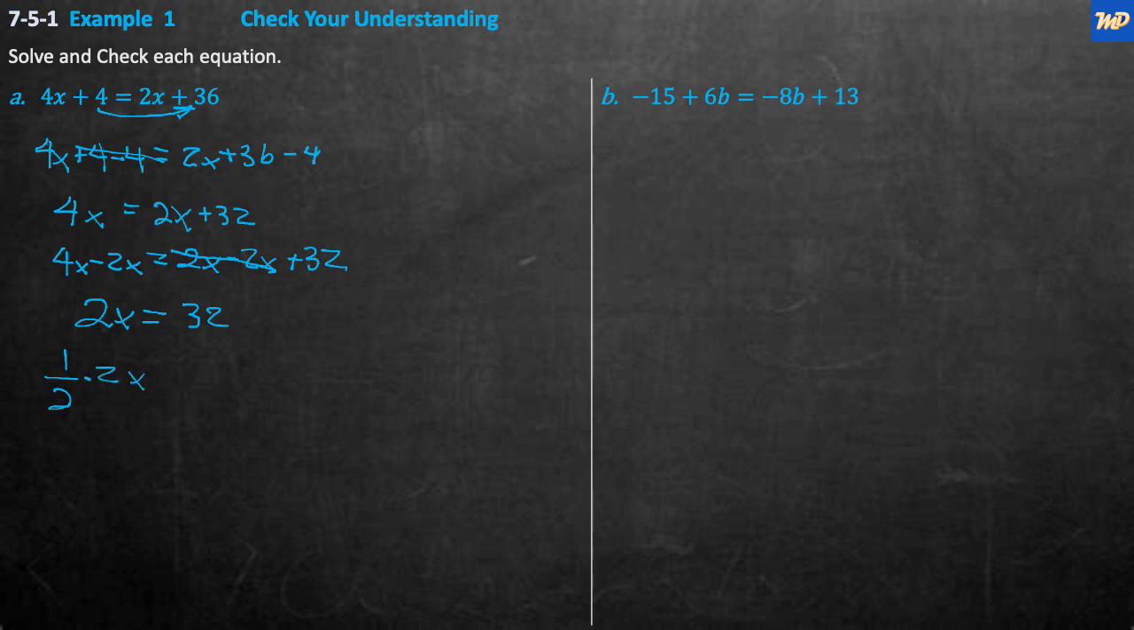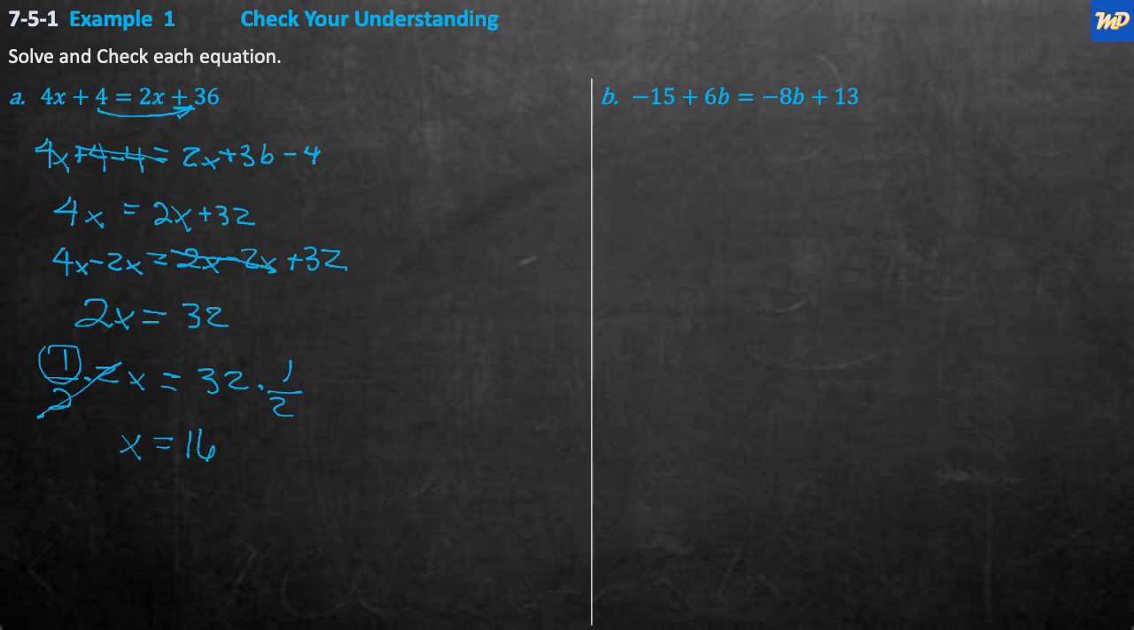1/2 times 2, 32 times 1/2. That's the reciprocal of 2. And these 2's cancel, and then you end up with that 1, 1x. So x equals 32 divided by 2, which is 16.